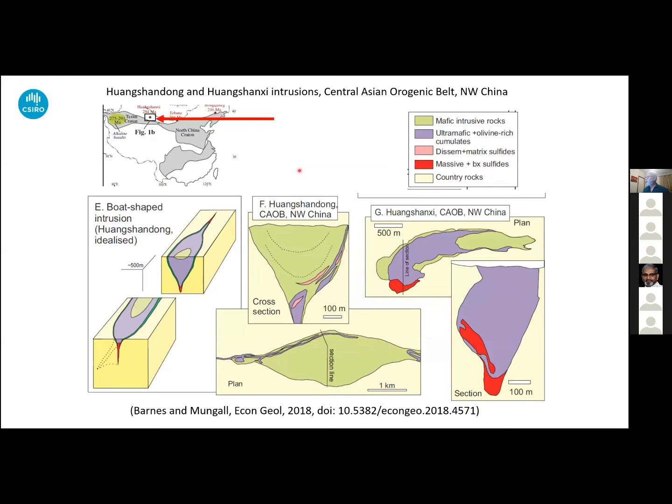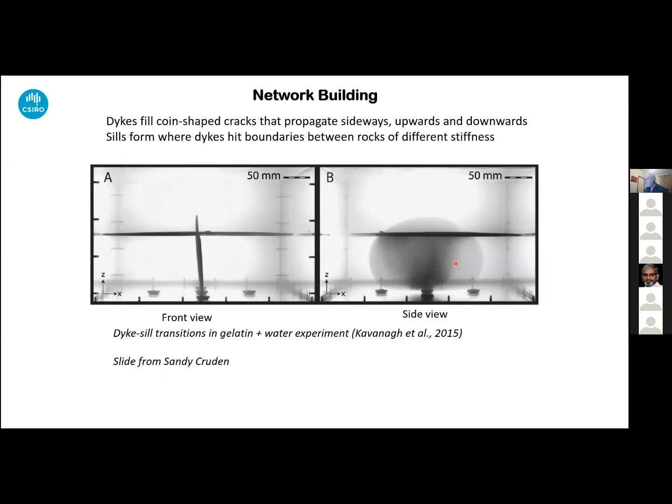Okay, so a few more. These things represent a transition between a bladed dike morphology and the more funnel-shaped morphology. These are the Huanshandong and Huanshanxi intrusions in the Central Asian orogenic belt in northwest China. This is from a paper which Jim Mungall and I published four years ago now, highlighting the similarities of these. There's a number of these things, and the important thing is that they form a complete continuum from things which are clearly dikes through to things which look like boat-shaped intrusions.